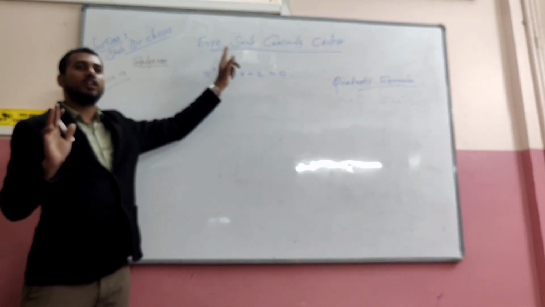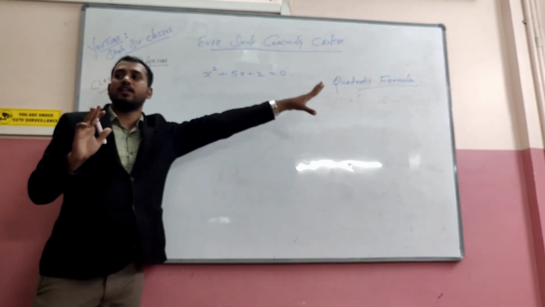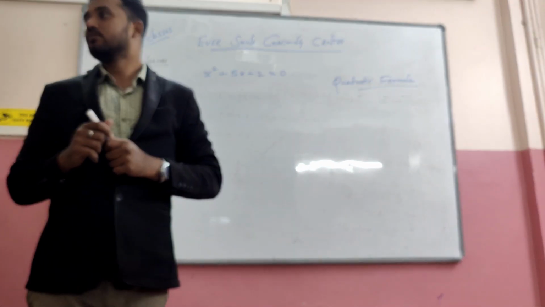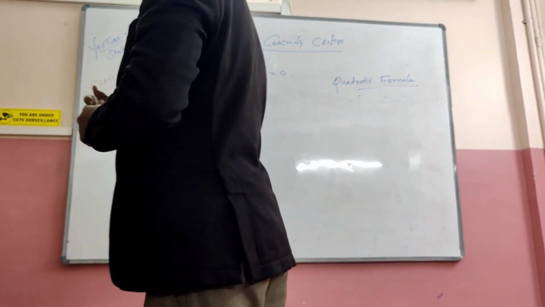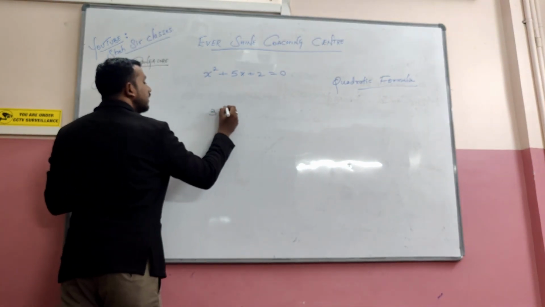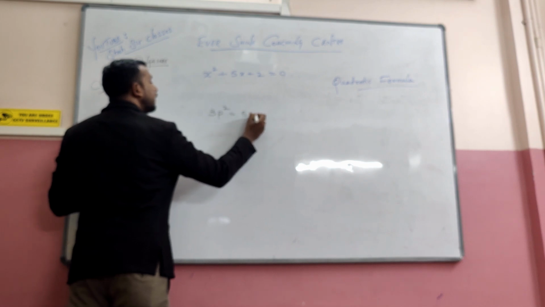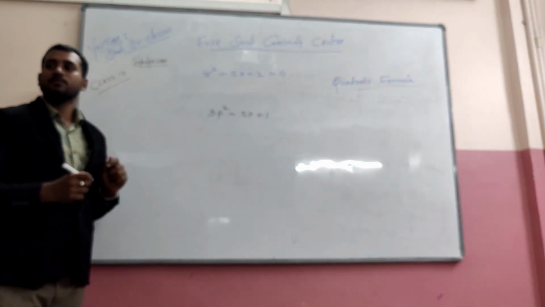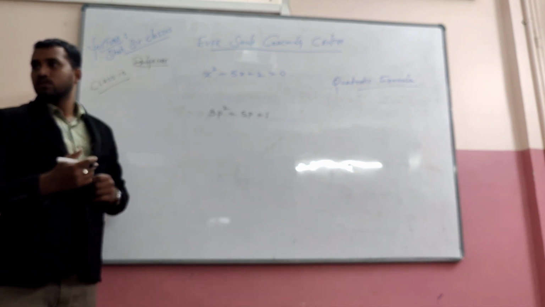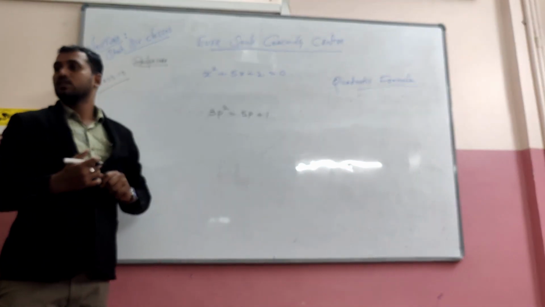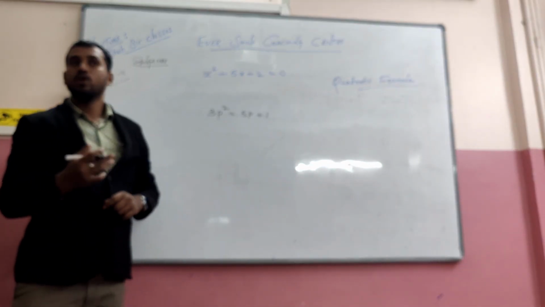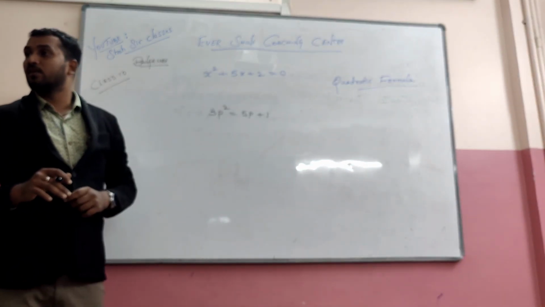पहले power 2 रहना, बाद में power 1 रहना, बाद में constant रहना is equals to 0. Example, if the question is like this, 3p square equals 5p plus 1. Is it in the standard form? Sometimes the question can be like this also. Solve by using quadratic formula. 3p square equals 5p plus 1. Is it in the standard form? No.